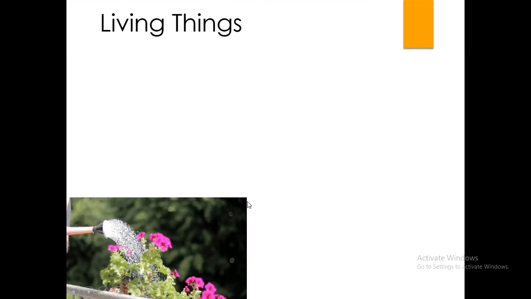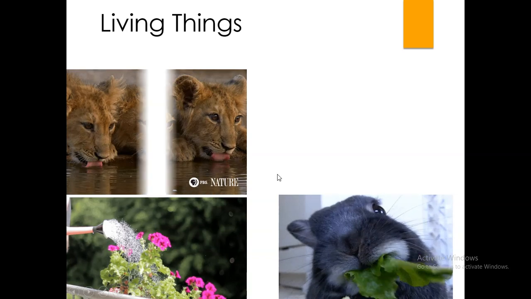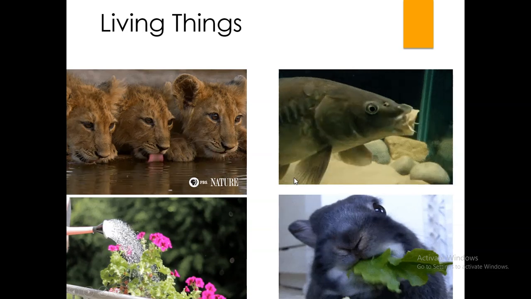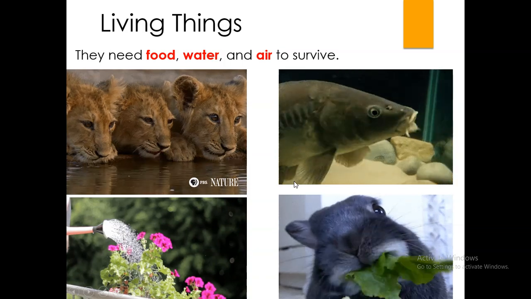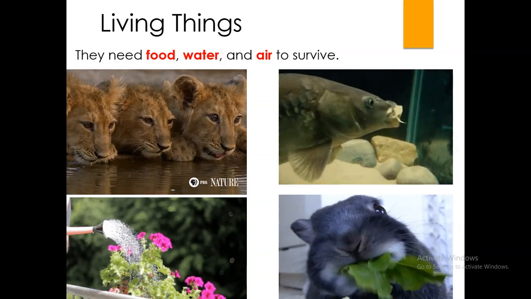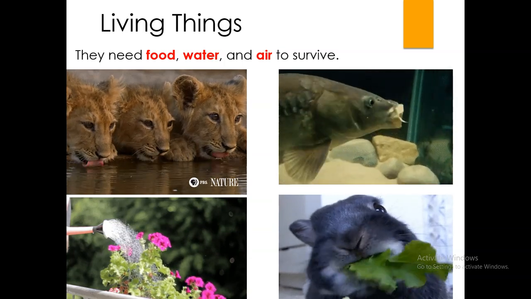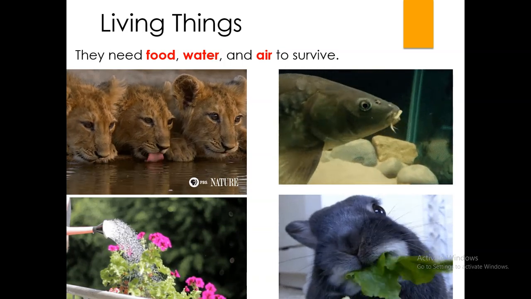Living things have needs. Plants, animals, they need water and food. They also need air to breathe. So these needs are for all living things, for plants and animals. Plants, animals, and humans, we all need food, water, and air.